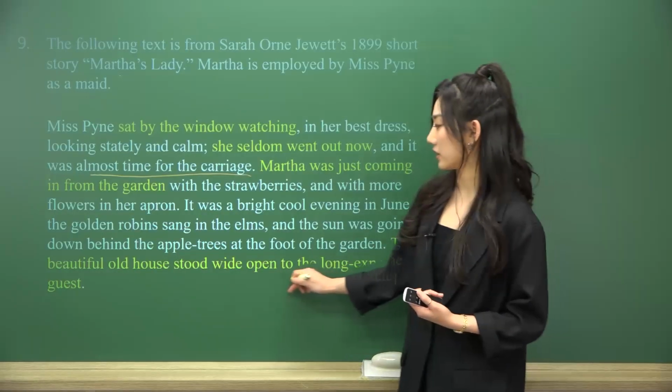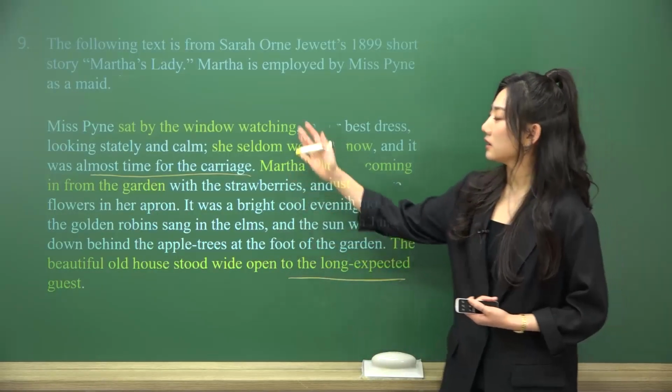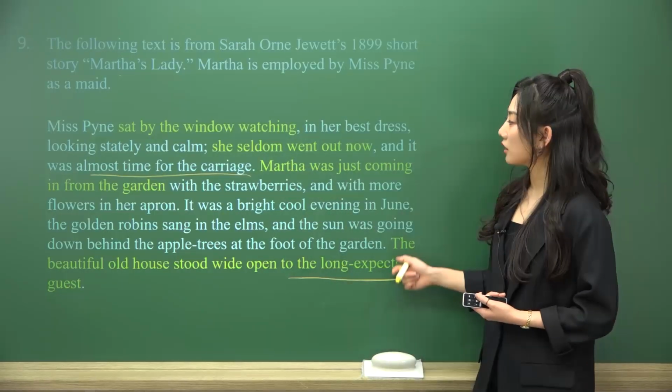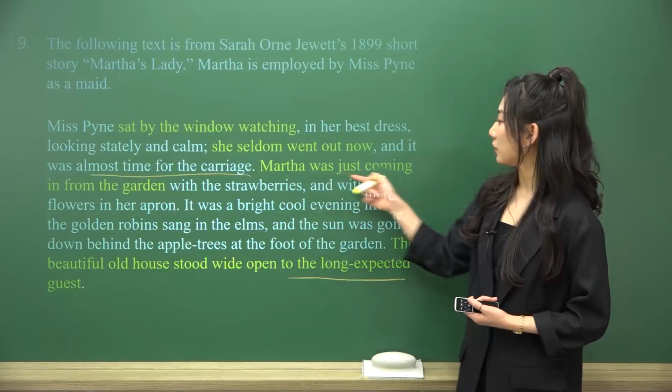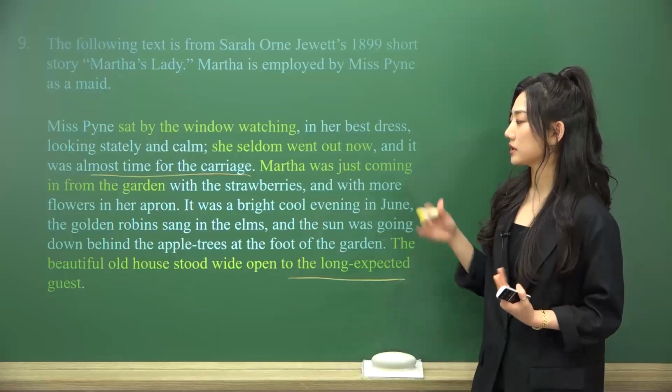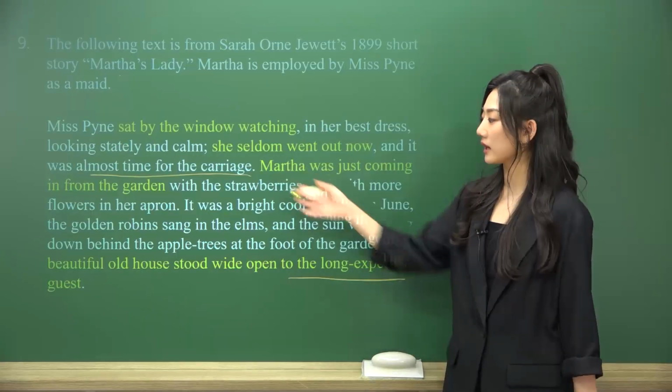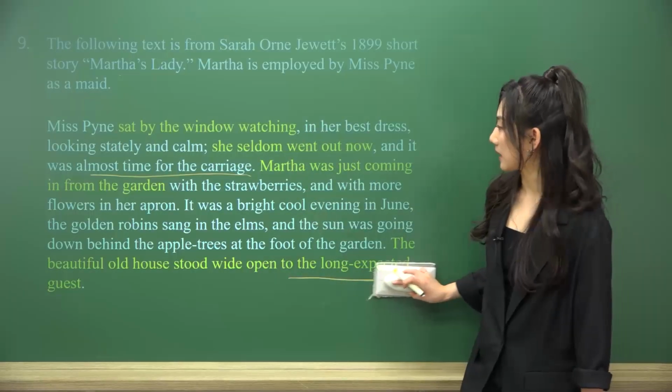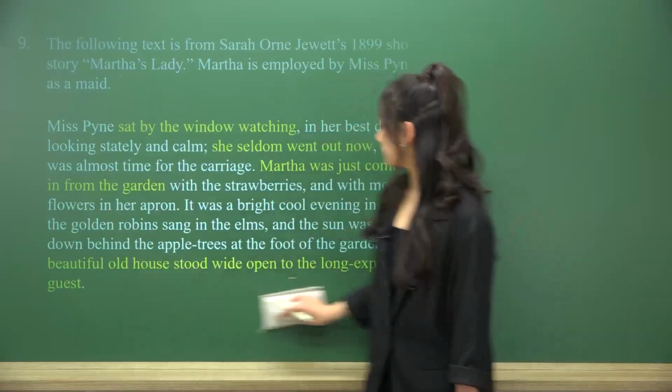Okay, so it looks like there's going to be some carriage arriving. A mention of another guest. We know that Miss Pine is looking out the window, and Martha was just coming in from the garden. So it's a description of setting, and they're both waiting for something to happen. Keep that in mind. Let's go look at the question.